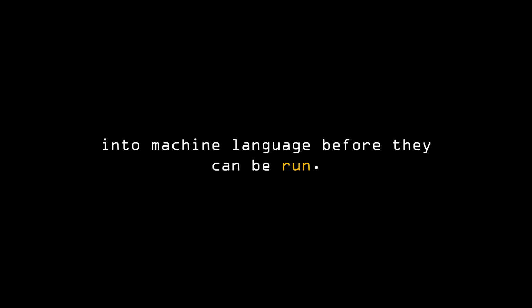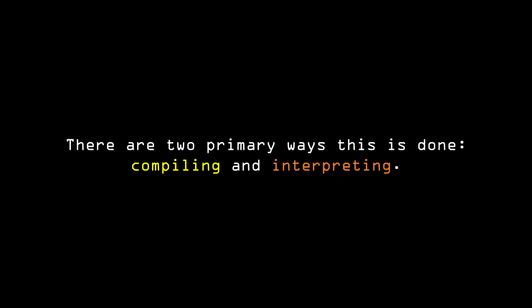Much like assembly programs, which must be assembled to machine language, programs written in a high-level language must be translated into machine language before they can be run. There are two primary ways this is done: compiling and interpreting. C++ programs are usually compiled.